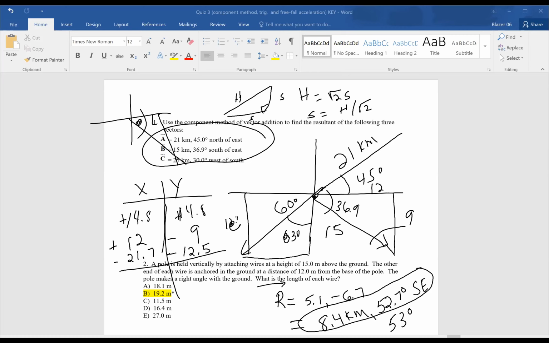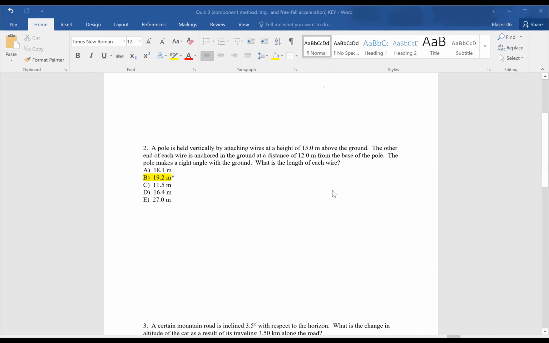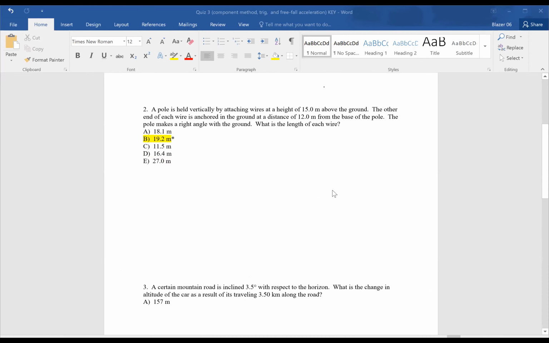Okay, let's look now at the other problems very quickly. Okay, so here's the answer here. Now, again, one of the skill sets that you are to gain from this class is the ability to turn words into pictures. And I stressed that in my notes to you.